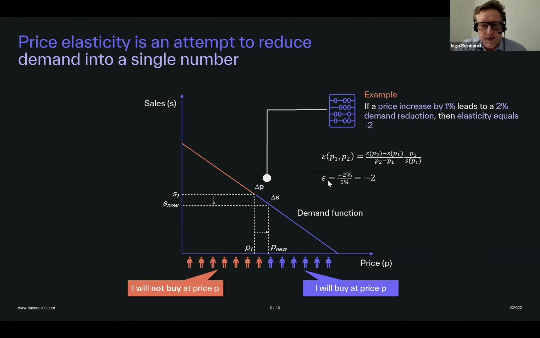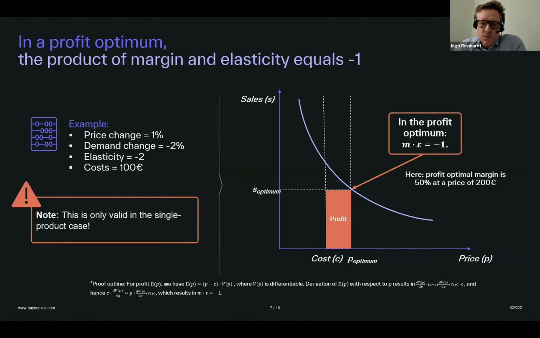But I think the most interesting thing we can do with that, before we get into the more juicy details, is once we know the price elasticity of a product at each point, it's very easy to compute, for example, the profit optimum, because in the profit optimum, we always have the condition that margin times elasticity is -1. So for example, in the previous case where we have an elasticity of -2 and it costs us 100 euros to make the product, then the profit optimal margin is 50%, which leads to a sales price of 200, right?